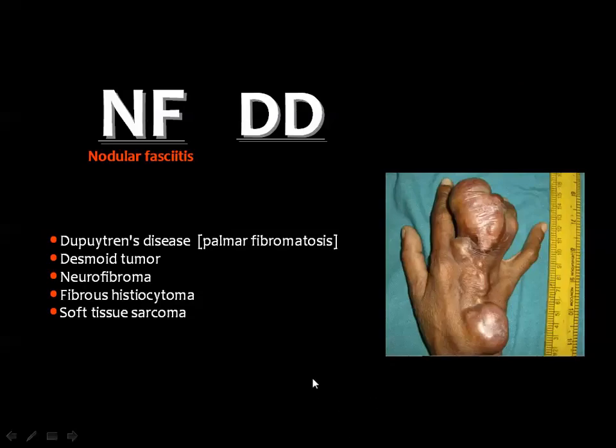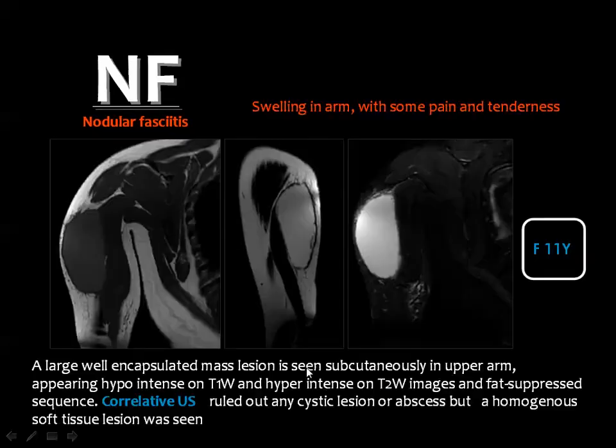The differential diagnosis of nodular fasciitis includes bulbar fibromatosis, desmoid tumor, neurofibroma, fibrous histiocytoma, and soft tissue sarcoma. I will mention in detail how you can separate these from each other.